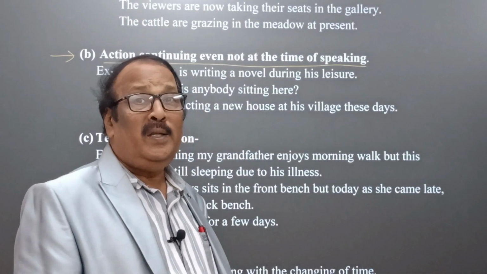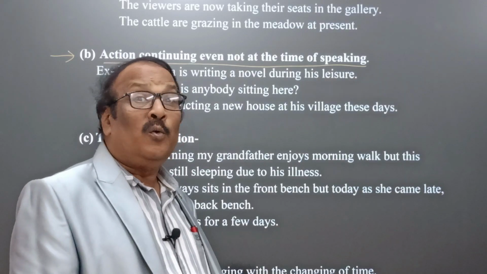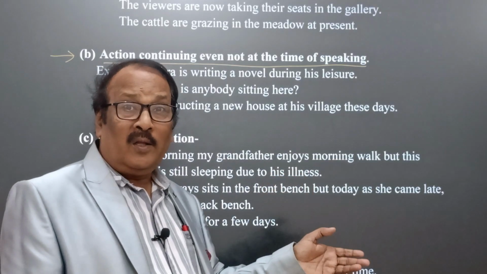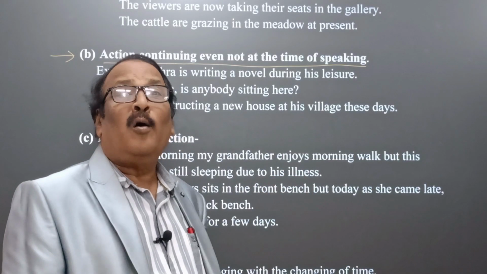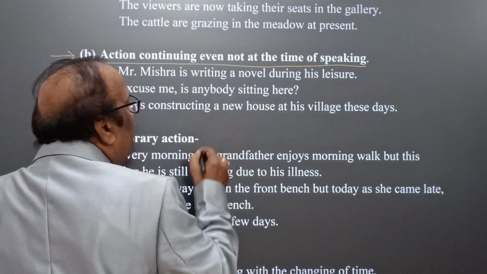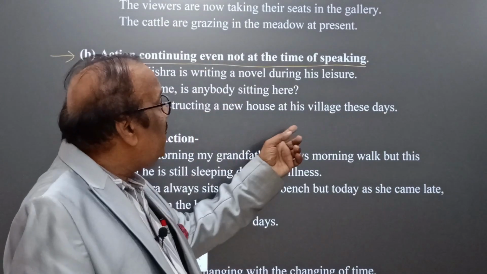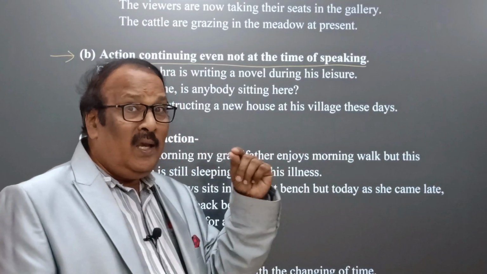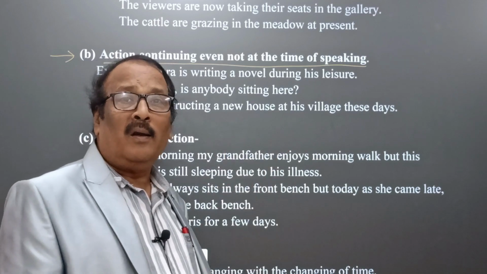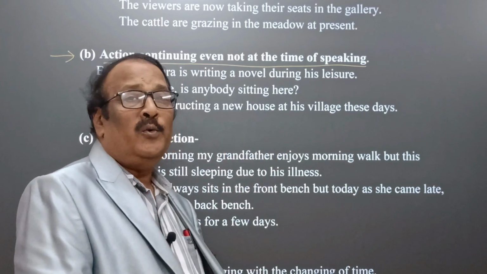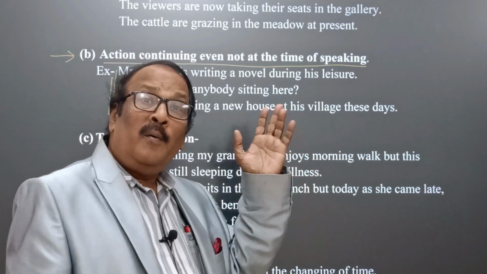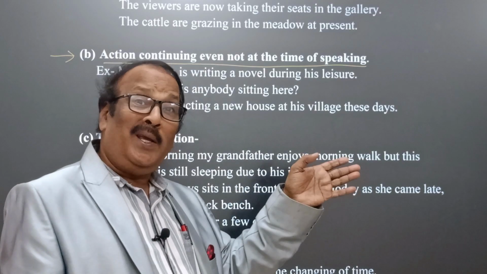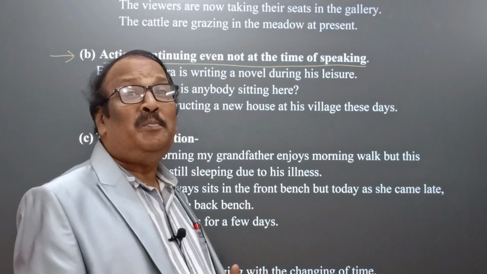Excuse me, is anybody sitting here? Here the questioner asks somebody to know whether someone is sitting there or not. He is constructing a new house in his village these days. It means whenever we are speaking, the action is not going on. But we can take the help of present progressive to express such type of action which is continuing but not at the time of speaking.